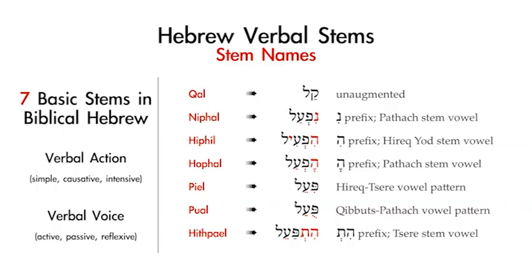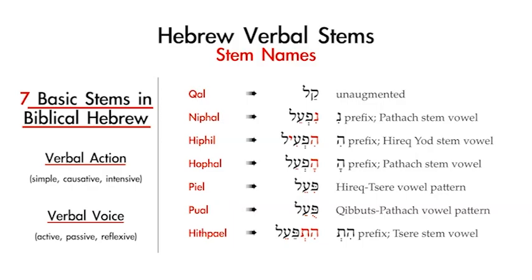In addition to verbal roots, Hebrew also inflects verbs in what are called verbal stems, and we need to look at the verbal stems. The stems in Hebrew are something that we have not had in English before, and so this is going to be something very new for most of us. There are 7 basic stems in biblical Hebrew. They encode verbal action, which can be simple, causative, or intensive, and verbal voice, which would be active, passive, or reflexive. And we'll cover each of those items in turn.